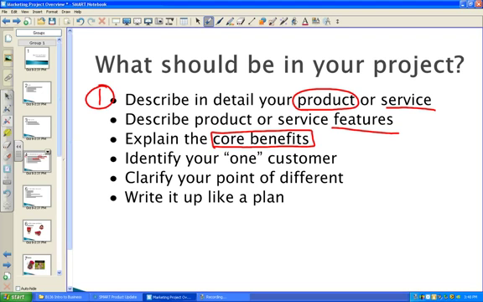You want to identify your one customer. Now this does sound counterintuitive since you want to sell a lot of your product or service, right? But we're going to look at what focusing your message can do to really developing your point of difference. And this should say difference, shame on me. To clarify your point of difference, what makes you different? And then write it up in plan form.